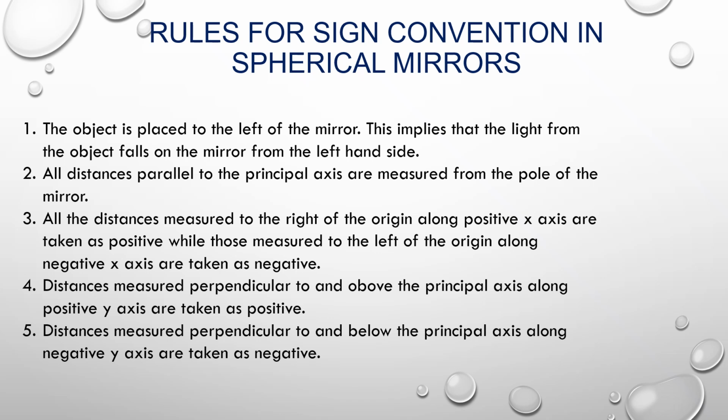Now all distances parallel to the principal axis are measured from the pole of the mirror. Against the incident light we measure, and this is the positive x-axis. The distances are taken as positive, and towards the left side the distances are taken as negative. Perpendicular to and above the principal axis the distances are taken as positive, and downwards they are taken as negative.